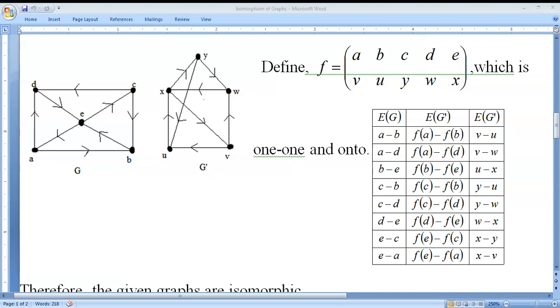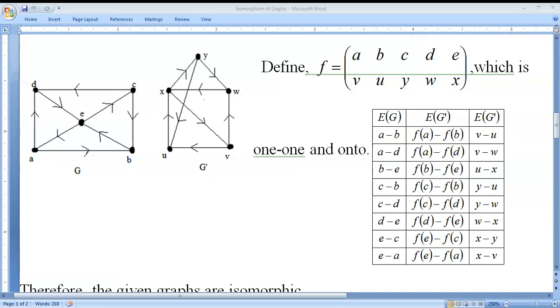Then B, I have mapped B onto U. Let us see the reason. For B, the in degree is 2, out degree is 1. For U, the in degree is 2, out degree is 1. So B and U have the same in degree and out degree. Now let us take the vertices C and Y. For C, the in degree is 1, out degree is 2. For Y, the in degree is 1, out degree is 2. Now take vertex D. For D, in degree is 2, out degree is 1. So D is mapped onto W. For W, in degree is 2, out degree is 1.